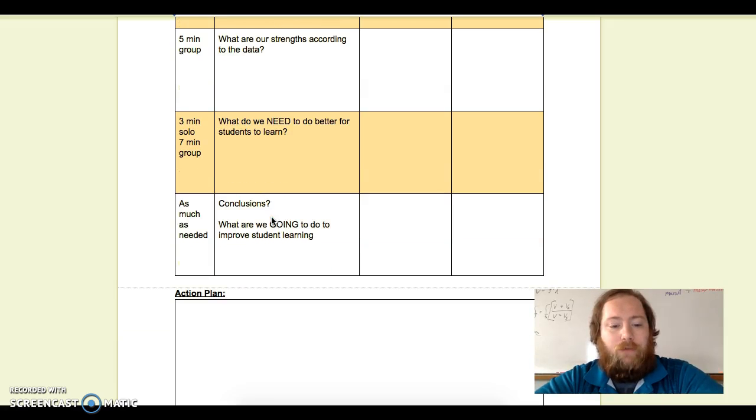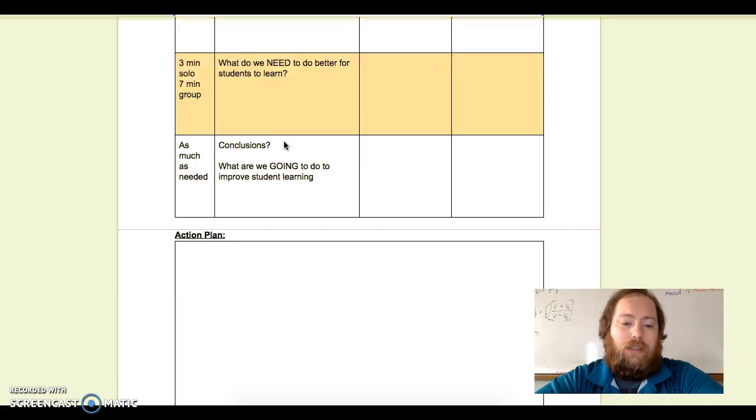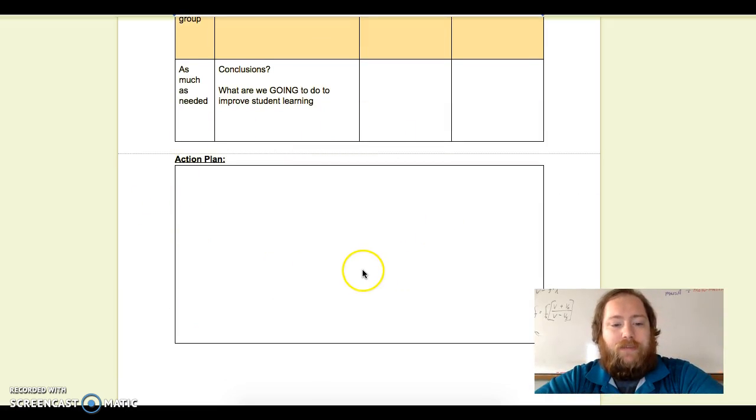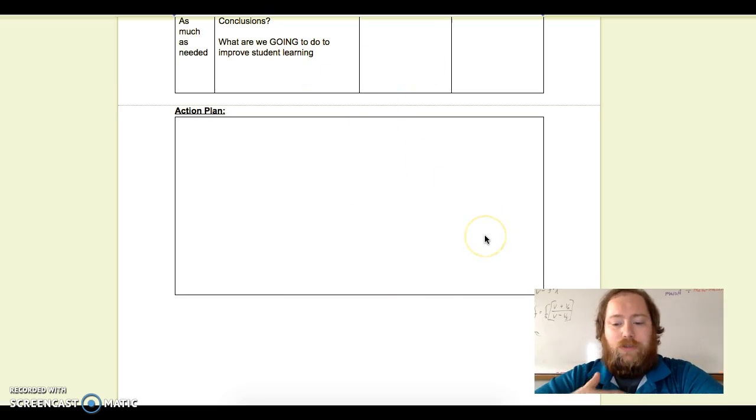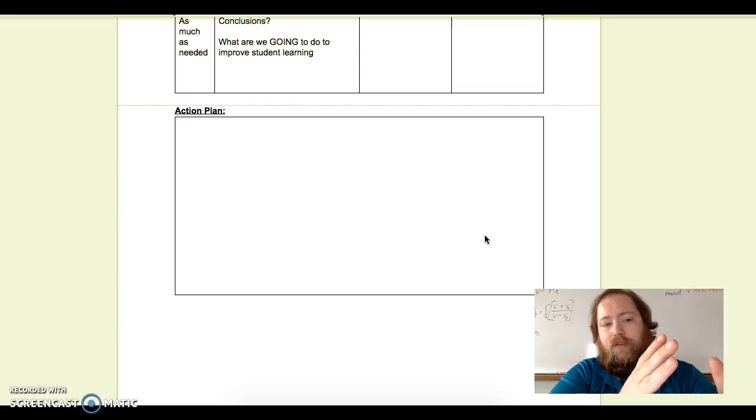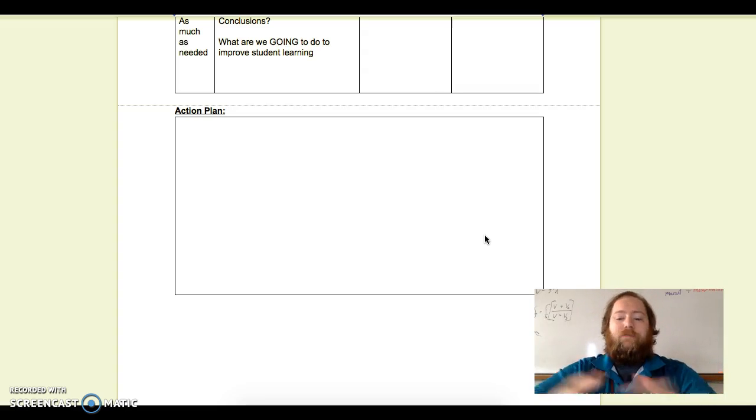And then, of course, you always end up with, so what are we going to do about those things that we need to get better at? And keeping the focus on our purpose is that it's for students to learn. And then that very last piece is using our conclusions to actually come up with an action plan. Okay, so taking what we have identified that we need to do and putting that into a cohesive plan to step forward.